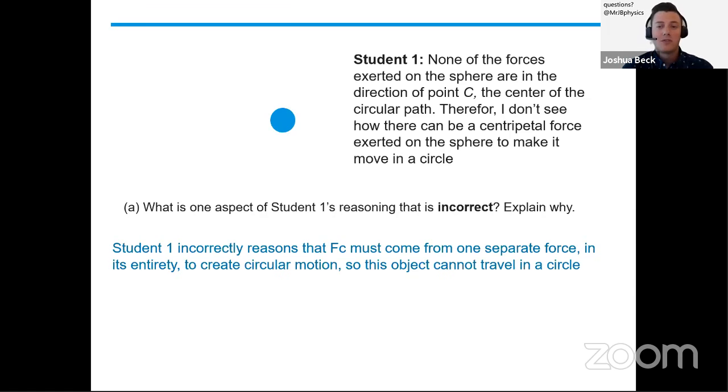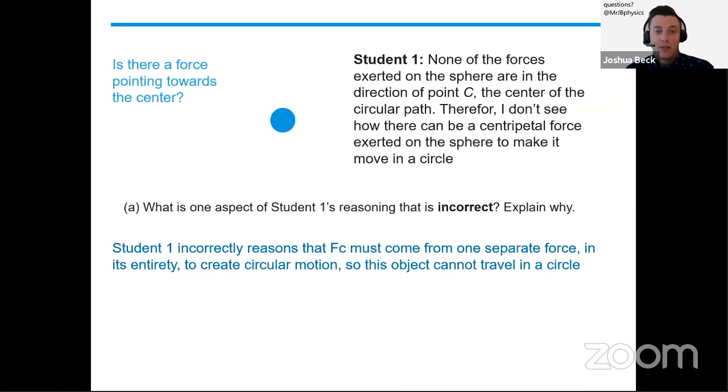So what I want to do is first answer the question that says, what is one aspect? So I'm going to identify the aspect that I'm addressing. I'm going to say student one incorrectly reasons that FC must come from one separate force in its entirety. Therefore, this object cannot travel in a circle.